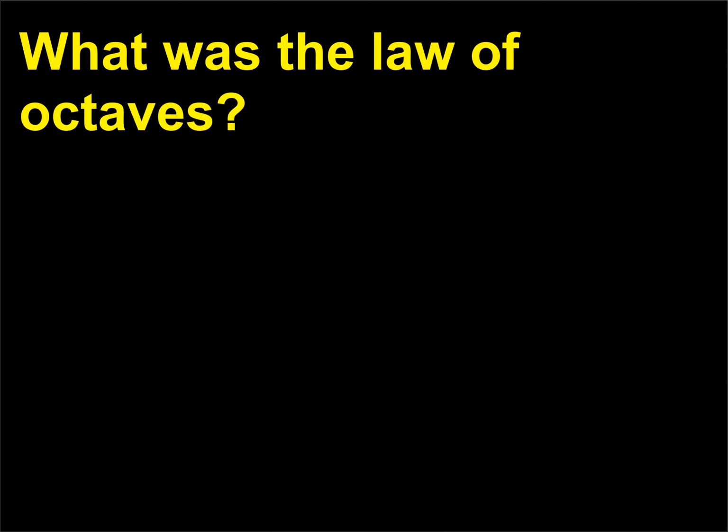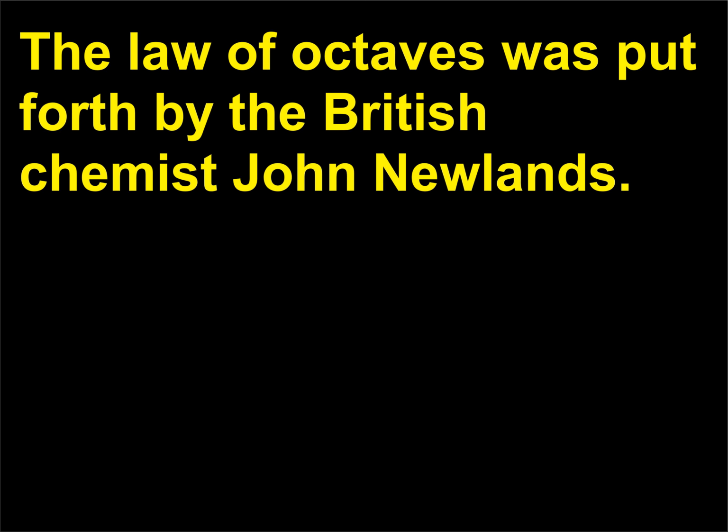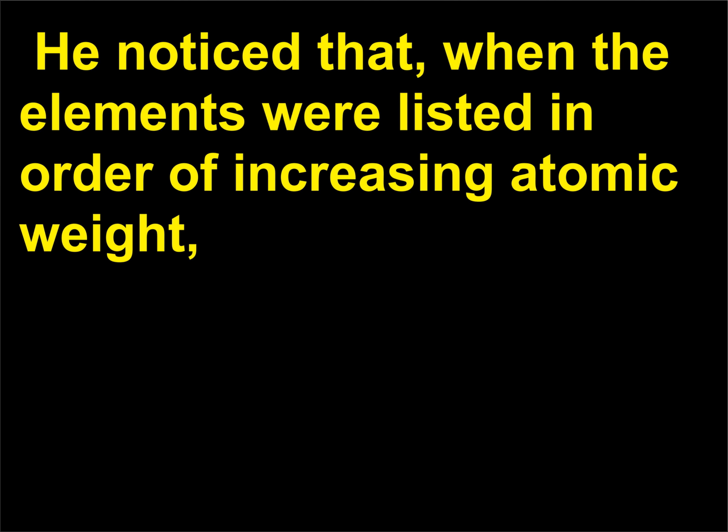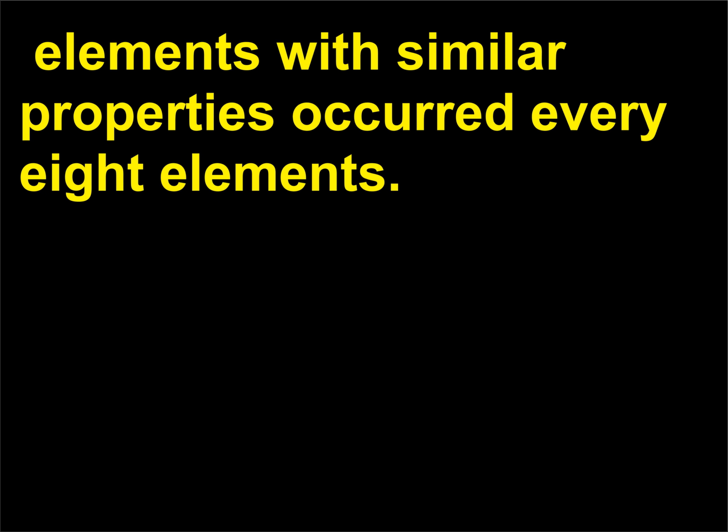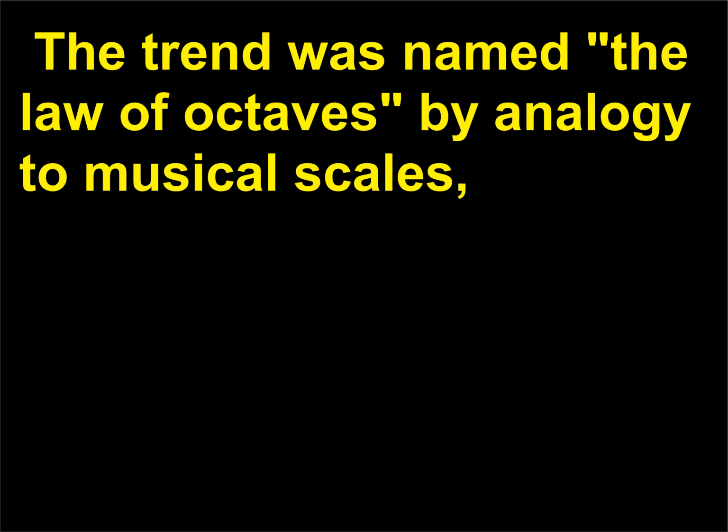What was the law of octaves? The law of octaves was put forth by the British chemist John Newlands. He noticed that, when the elements were listed in order of increasing atomic weight, elements with similar properties occurred every 8 elements. The trend was named the law of octaves by analogy to musical scales.